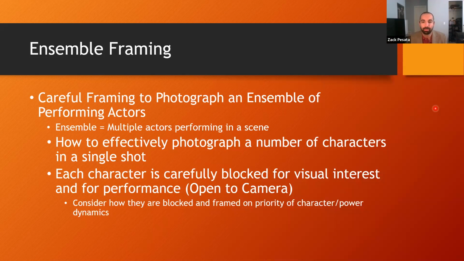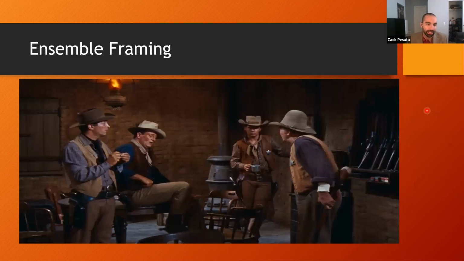So each character is carefully blocked for visual interest and for performance. The idea of an actor being open to the camera, which I'll talk about in a second, but consider how they are blocked and framed on priority of character power dynamics. So here's a quick example, and I'll probably only do one because I know I'm running out of time.